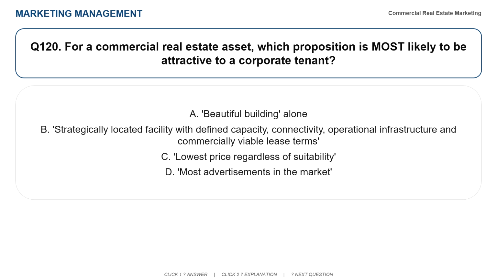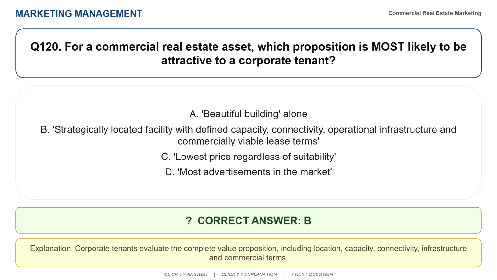Question 120. For a commercial real estate asset, which proposition is most likely to be attractive to a corporate tenant? Option A, beautiful building alone. Option B, strategically located facility with defined capacity, connectivity, operational infrastructure, and commercially viable lease terms. Option C, lowest price regardless of suitability. Option D, most advertisements in the market. The correct answer is B. Explanation. Corporate tenants evaluate the complete value proposition, including location, capacity, connectivity, infrastructure, and commercial terms.